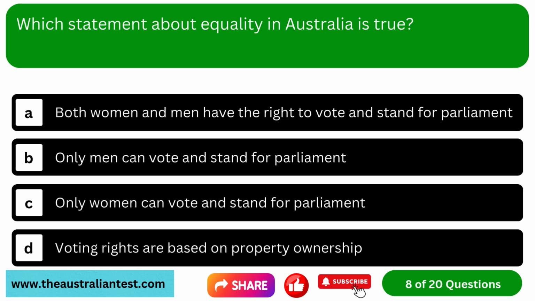Question 8. Which statement about equality in Australia is true? Option A. Both women and men have the right to vote and stand for parliament. Option B. Only men can vote and stand for parliament. Option C. Only women can vote and stand for parliament. Option D. Voting rights are based on property ownership.